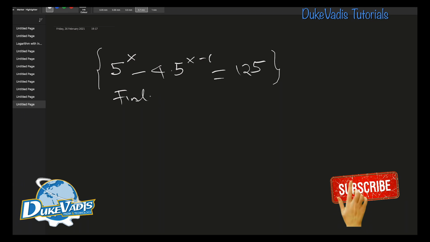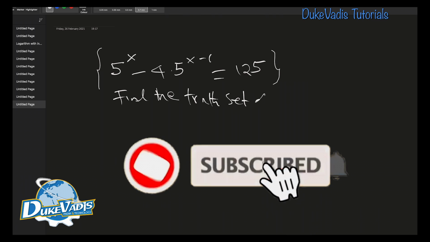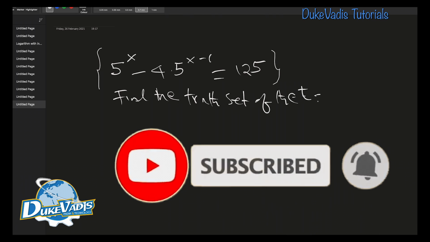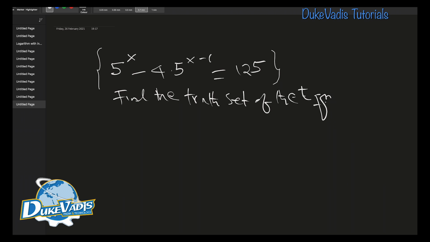The question says: find the truth set of the equation. We have to break it down stepwise so that everybody can understand. So we have 5 raised to the power x minus 4 times 5 raised to the power x. Then we can say that this can be written as 5 dot 5 neg 1 is equal to 5 raised to the power 3. Okay, now let's explain something.